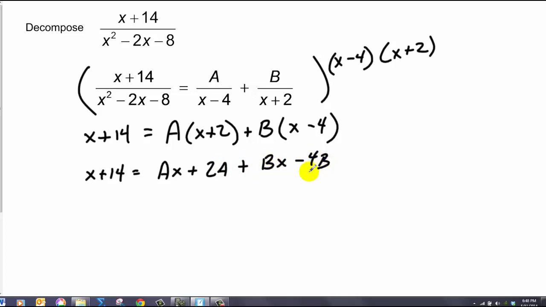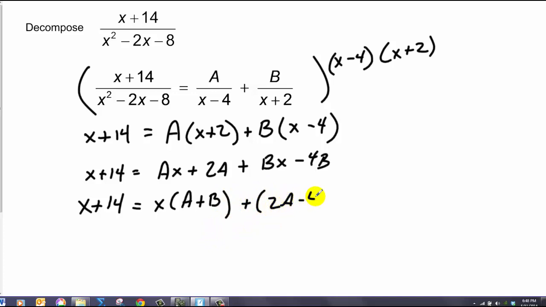And what I'm going to do next, because I'm trying to solve for A and B, but it seems kind of confusing at this point because I've got 3 different variables going on, this next step will help us get to this solution. I'm going to group the x terms together. So my x terms are A and B if I were to factor out an x. And then I have constant terms of 2A - 4B.